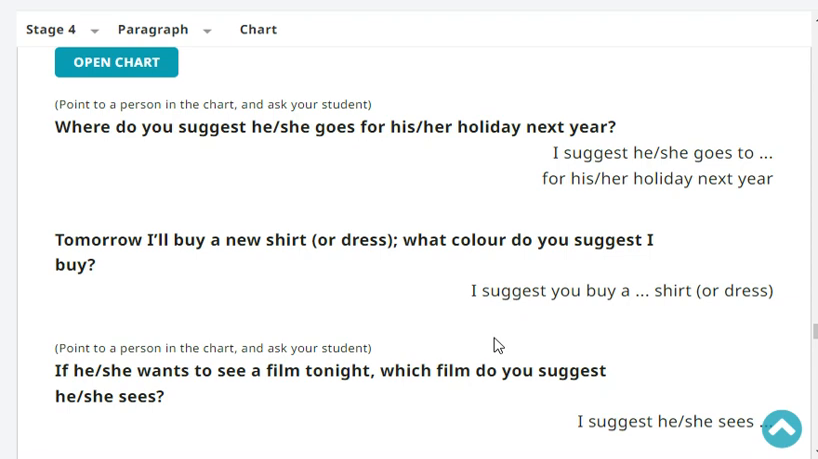Tomorrow I'll buy a new shirt. What color do you suggest I buy? I suggest you buy a navy shirt. Very good. If she wants to see a film tonight, which film do you suggest she sees?